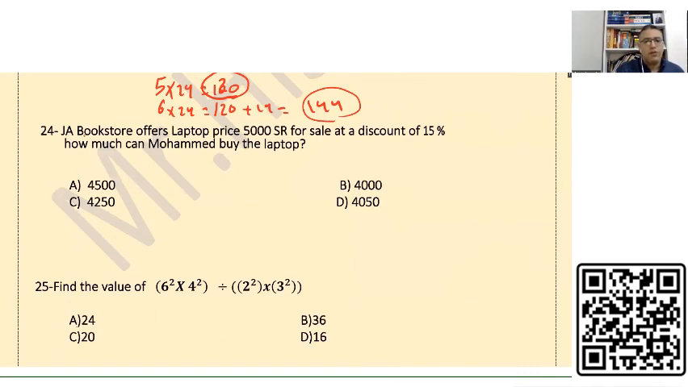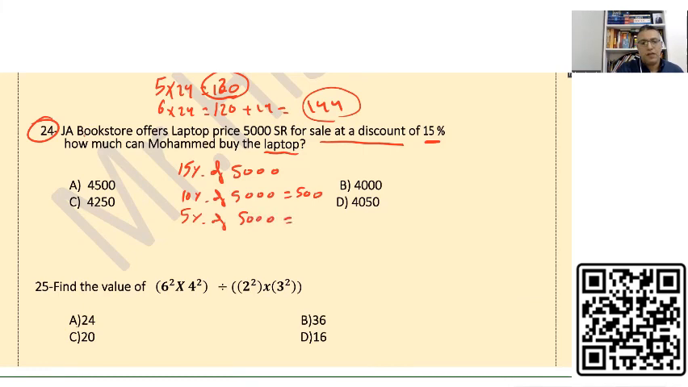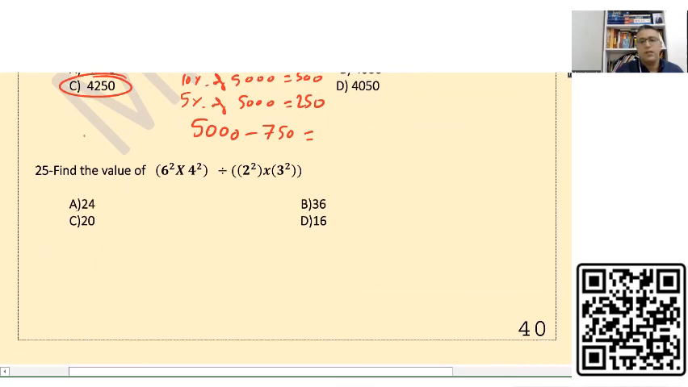A bookstore offers a laptop price for question 24 of 5,000. After the sale, a discount of 15%. How much will Muhammad pay for the laptop? So I want to find 15% of 5,000. The best method here is to find 10% of 5,000, which is equal to 500, and 5% is half of this, 250. So 15% is 750. Subtracting that 750 from the 5,000 gives you 4,250.